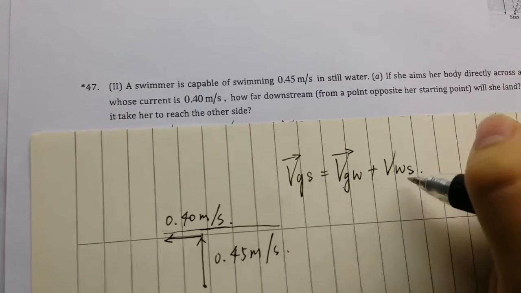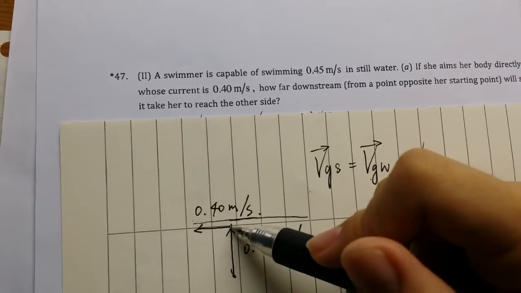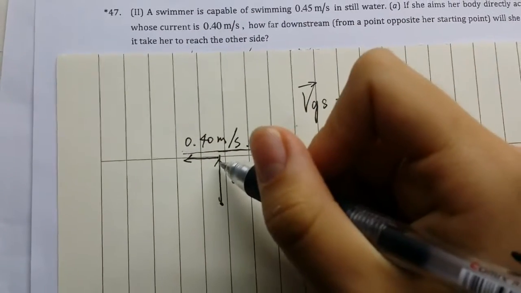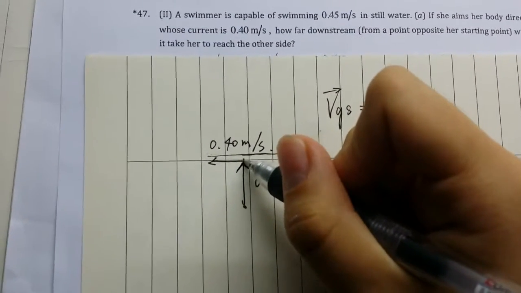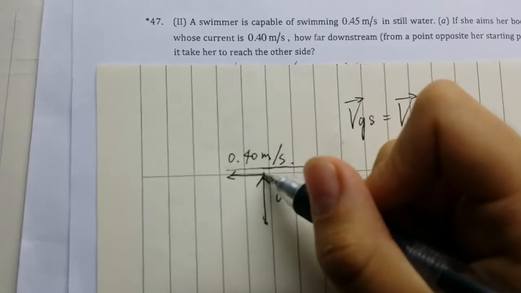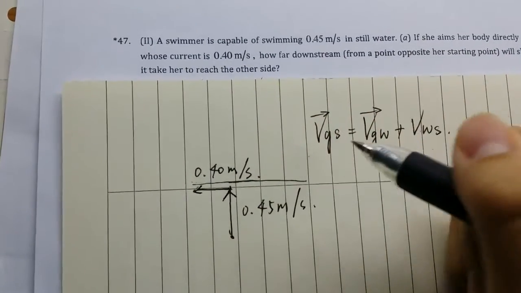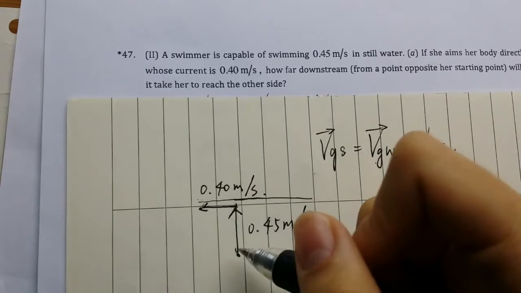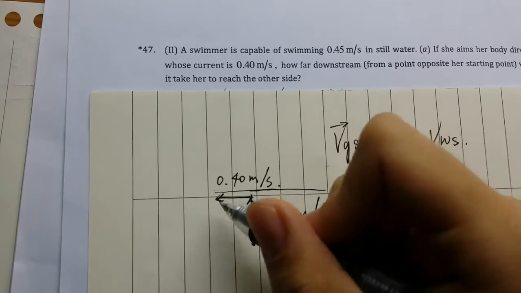So how can I solve this one? We have to draw a diagram, and the end of the first arrow must be the start of the next arrow, and the relative velocity is the arrow like this.